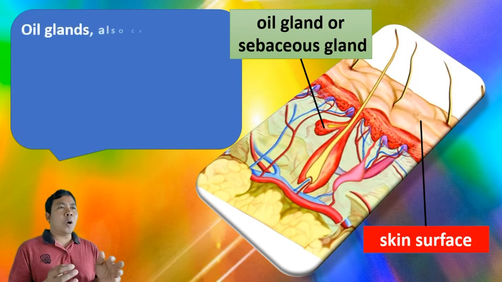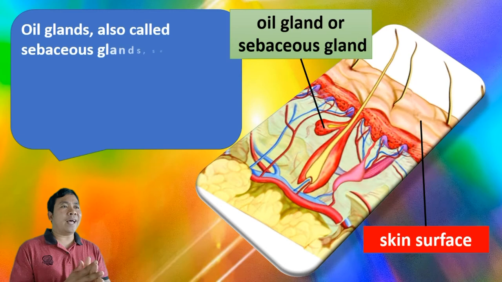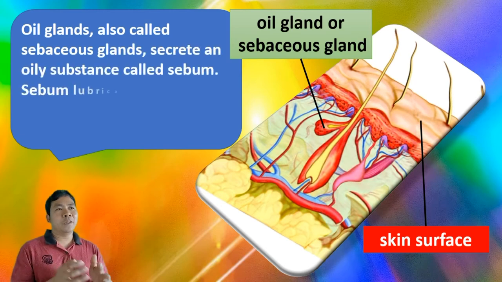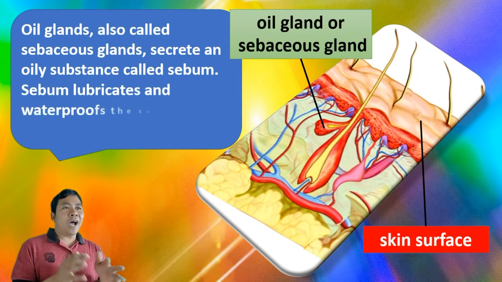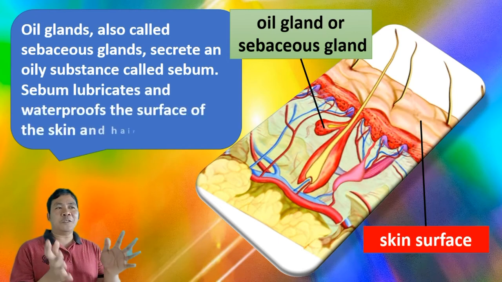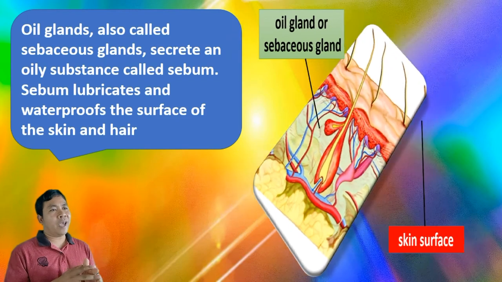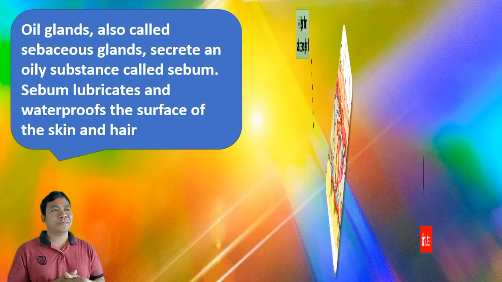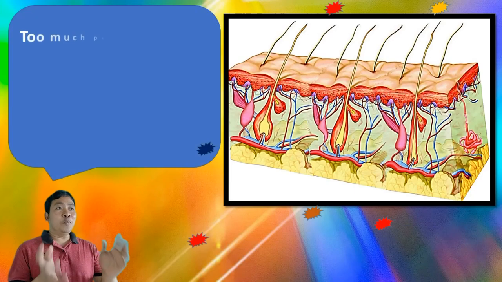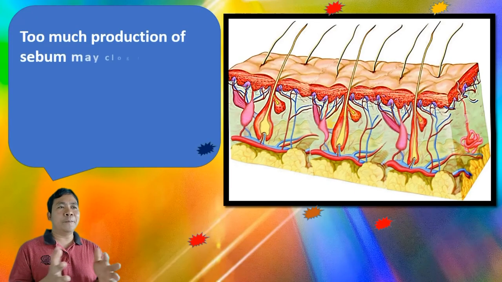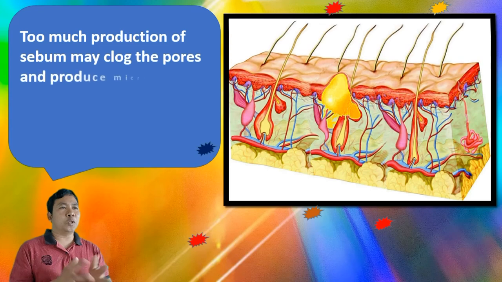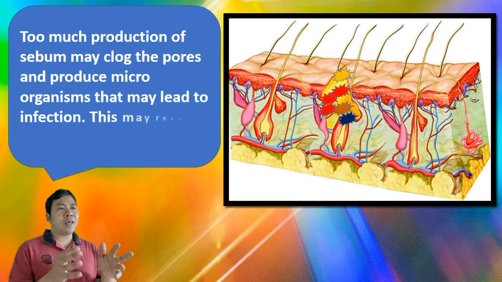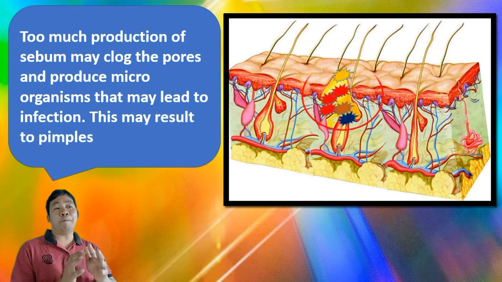Oil glands, also called sebaceous glands, secrete an oily substance called sebum. Sebum lubricates and waterproofs the surface of the skin and hair. Too much production of sebum may clog the pores and produce microorganisms that may lead to infection. This may result in pimples.